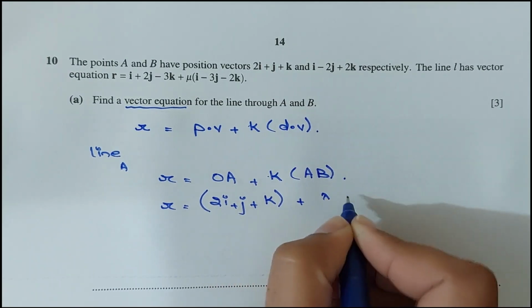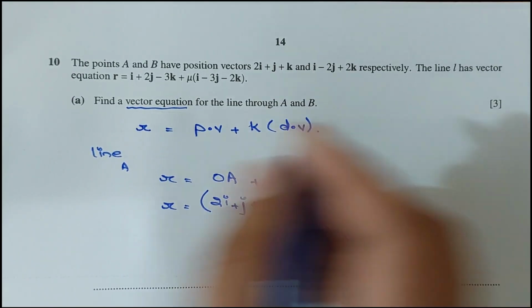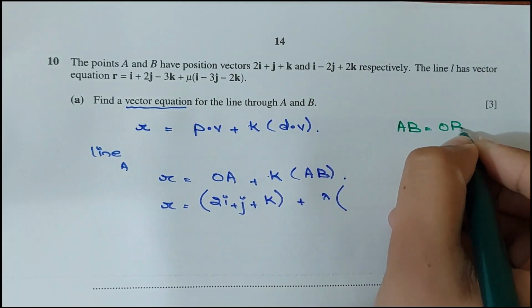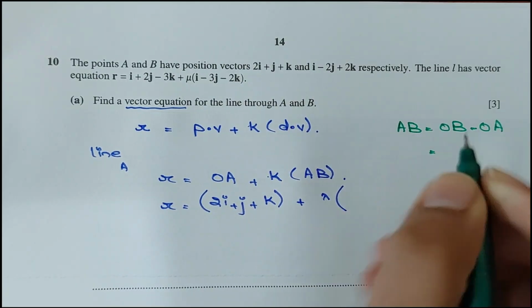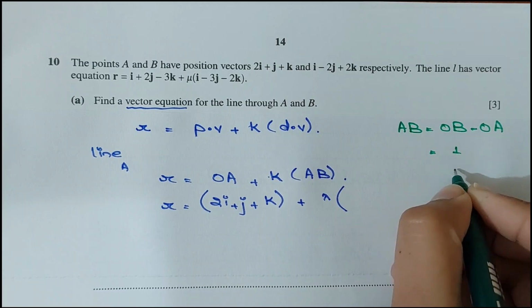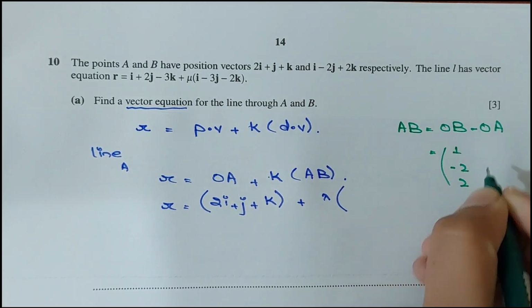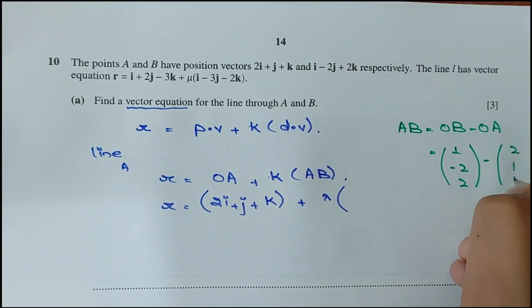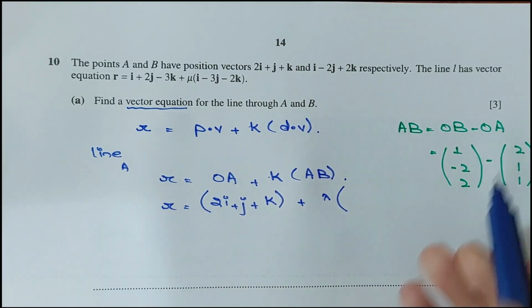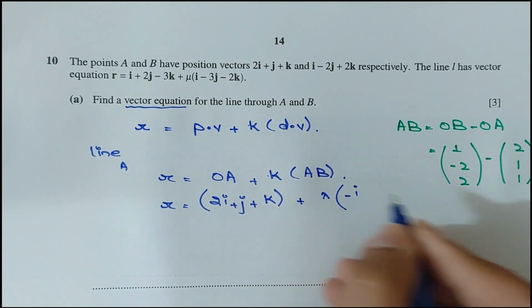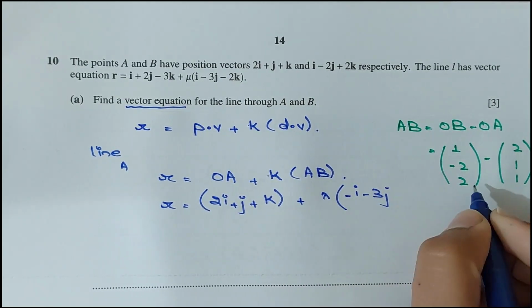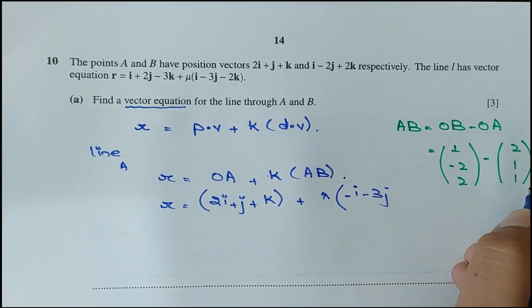The constant is, let's say, lambda, and AB is basically B minus A. So if I solve AB, it is equal to OB minus OA. What is OB? This is OB, which is 1, minus 2 and 2, minus OA, 2, 1, 1. Okay, so 1 minus 2 is minus 1, that is minus i, and minus 2 minus 1 is minus 3j, and 2 minus 1 is just 1 k.